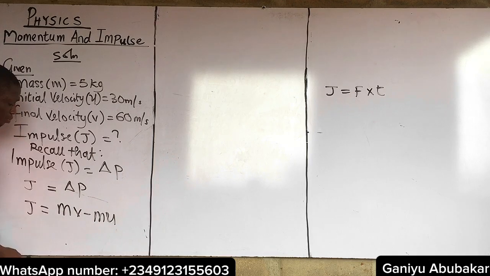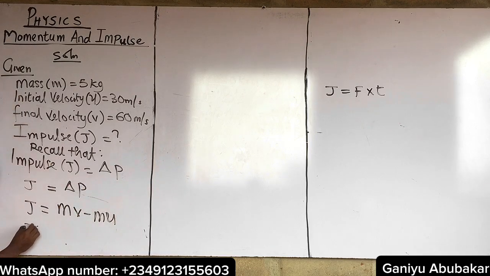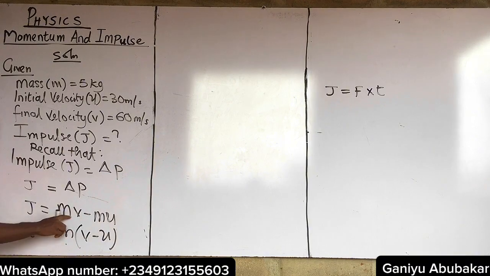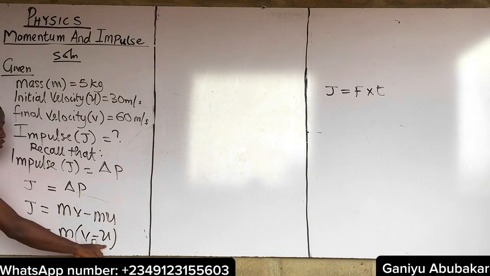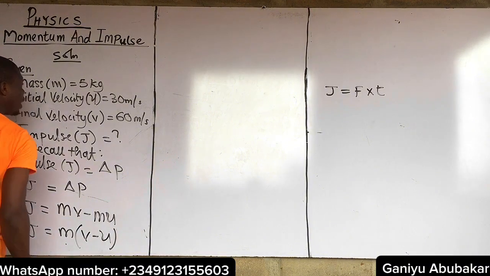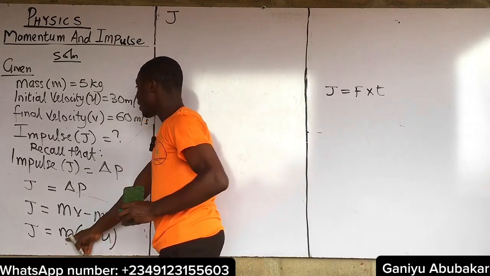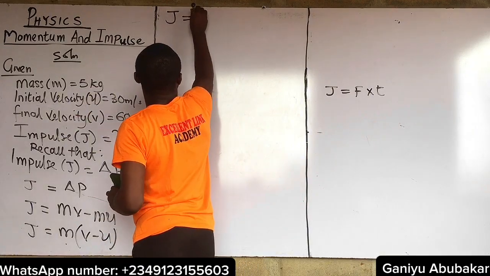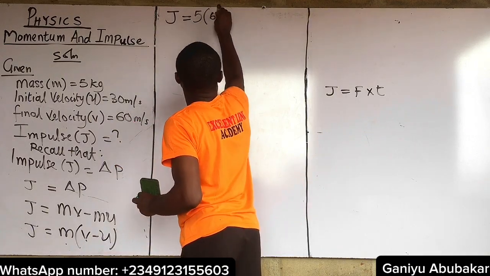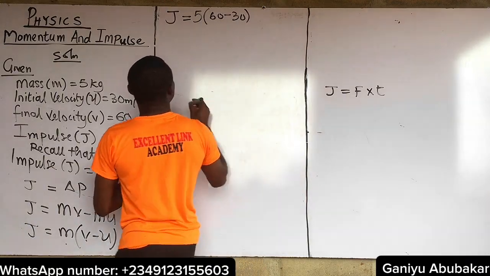mv minus mu. So from here, m and m are the same thing. Factorize it out. J is equal to m into v minus u. m times v, mv, minus m times u, mu. So J, that's impulse, is equal to mass. What's mass here? 5. So J is equal to 5 into v. What's v? That's 60 minus 30, as my u is 30. Let's get J, please.